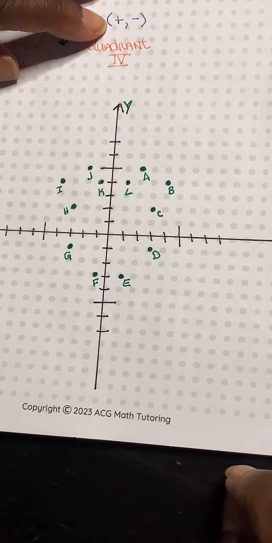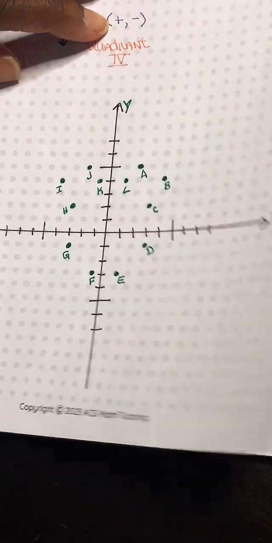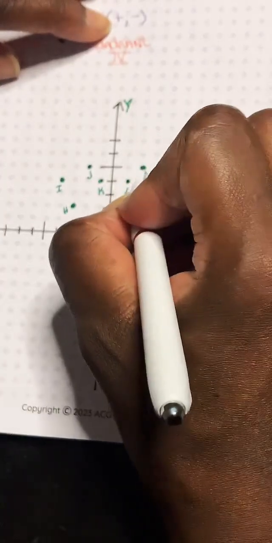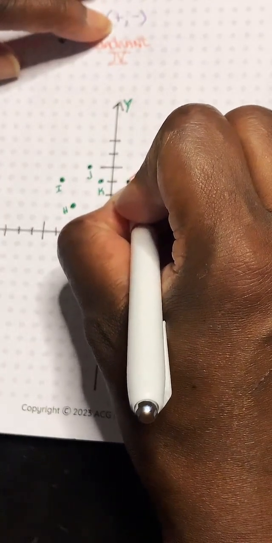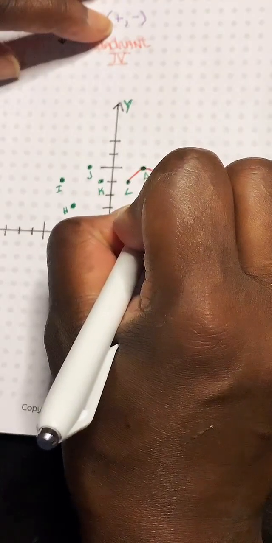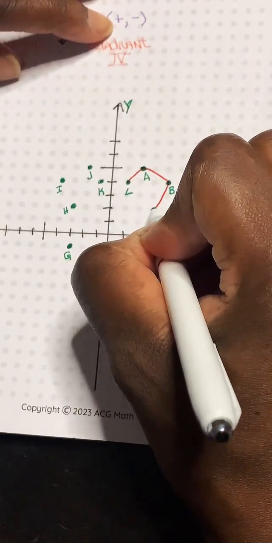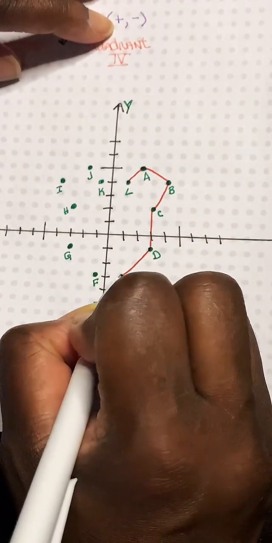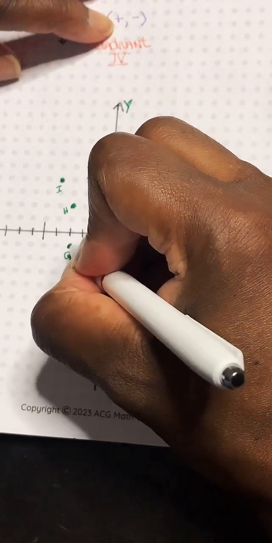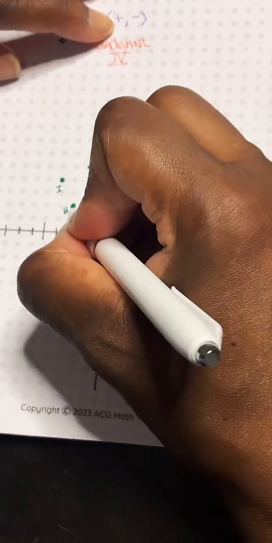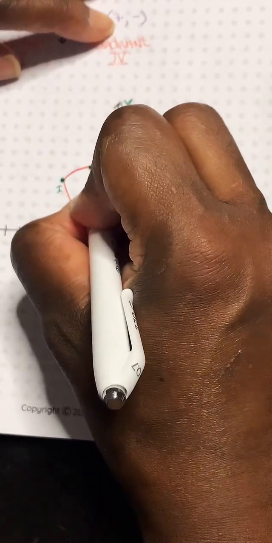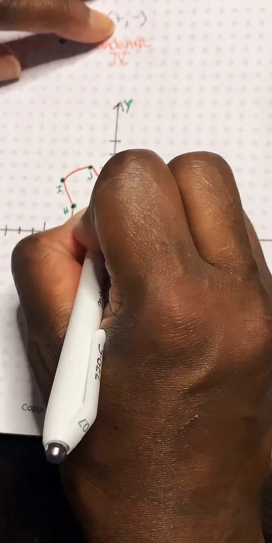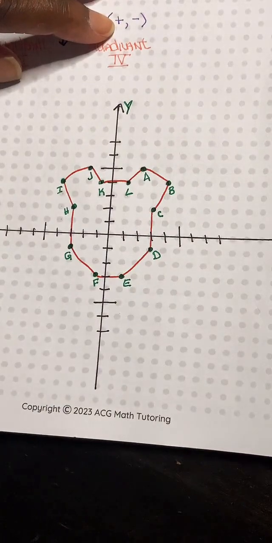So now, let's see if we can connect it. Let's see what we got here. So we got A to B, B to C, C to D, D to E, E to F, G to F, and H to I, I to J, J to K. So it looks like a little head.